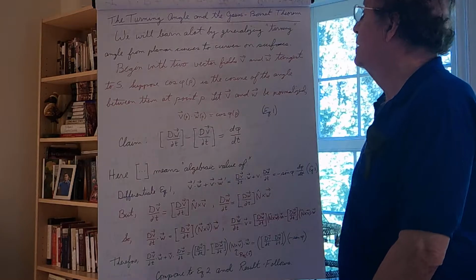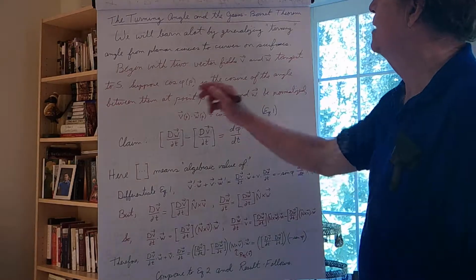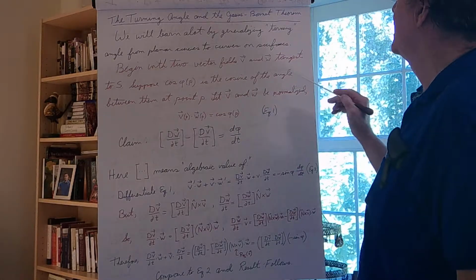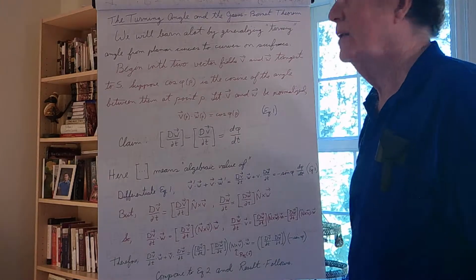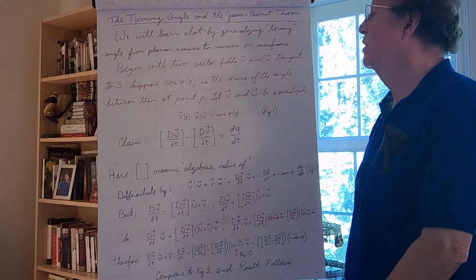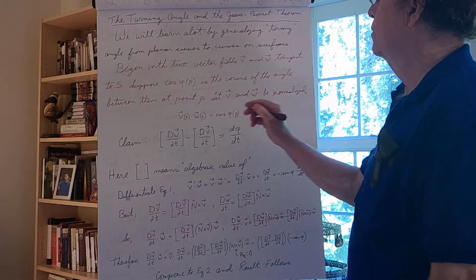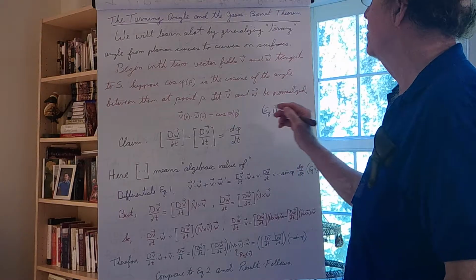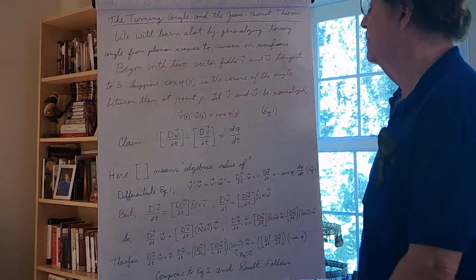So that's what we'll do, and we begin with an observation to get us going. We begin with two vector fields V and W, and we suppose they're tangent to a general curved surface S. We suppose the cosine of phi of P is the cosine of the angle between them at the point P.